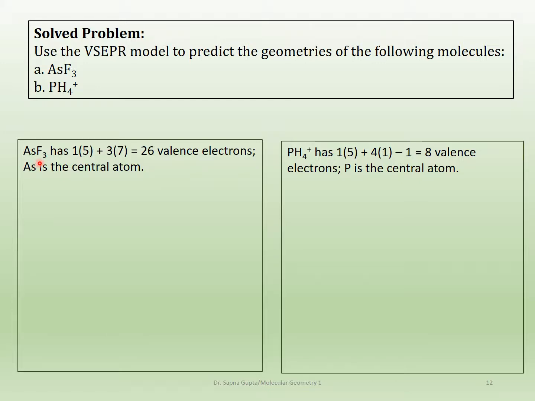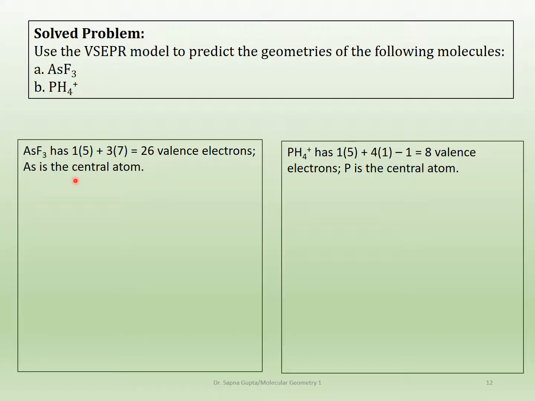The first thing we do is count how many total valence electrons it has. Arsenic, which is in group 5, has 5 electrons, and we have only 1 of arsenic. Fluorine, we have 3 of fluorine, and each fluorine has 7 electrons in the valence shell. So by the time you do the multiplication and add everything up, there is a total of 26 valence electrons. And remember, you have to account for all the valence electrons in a Lewis structure.